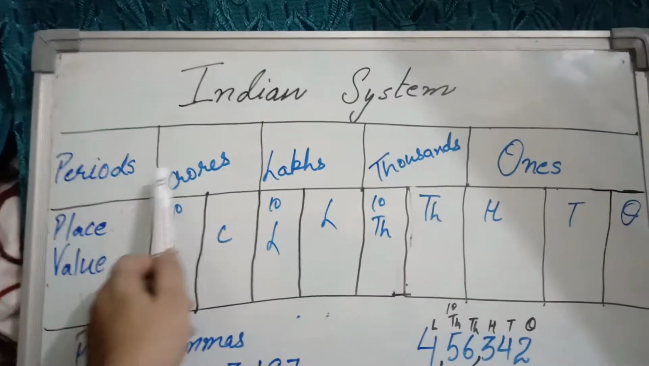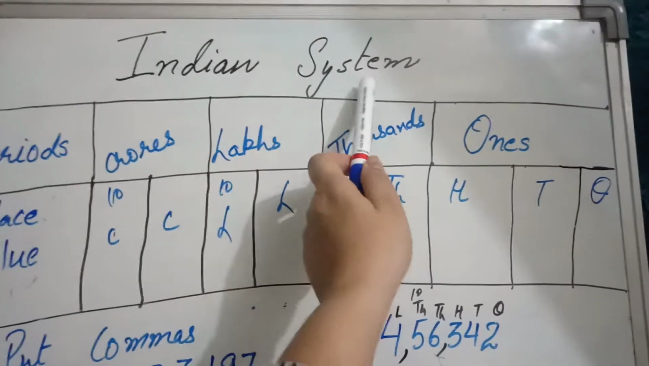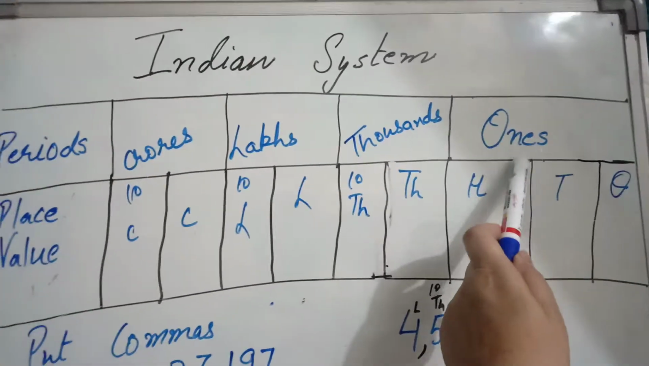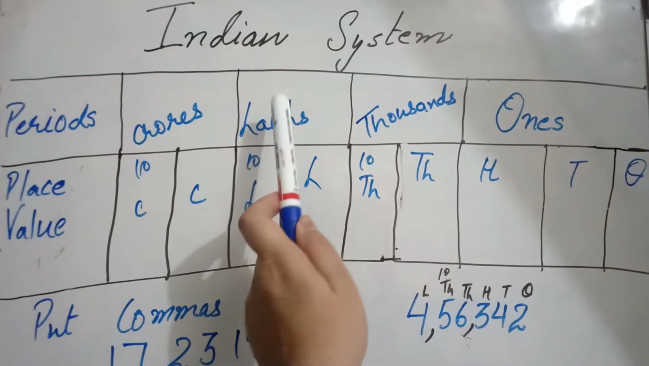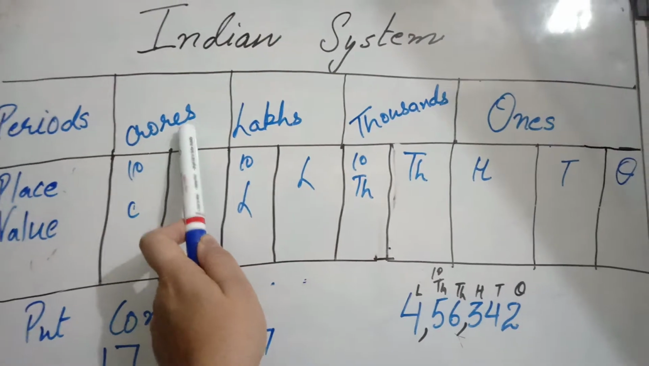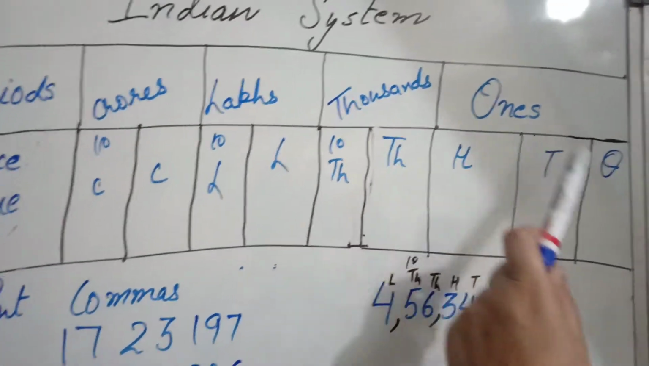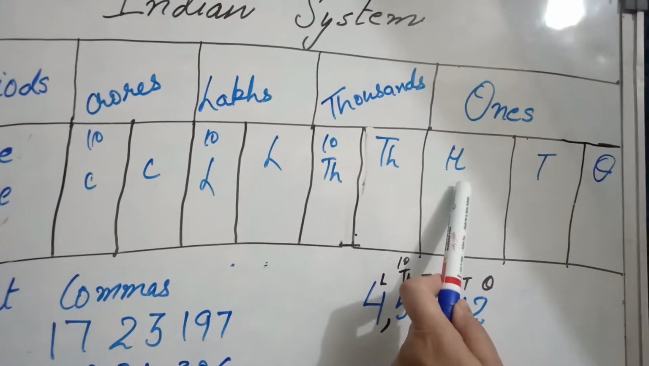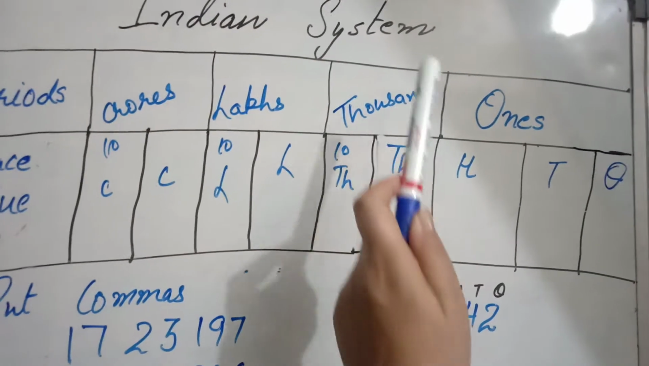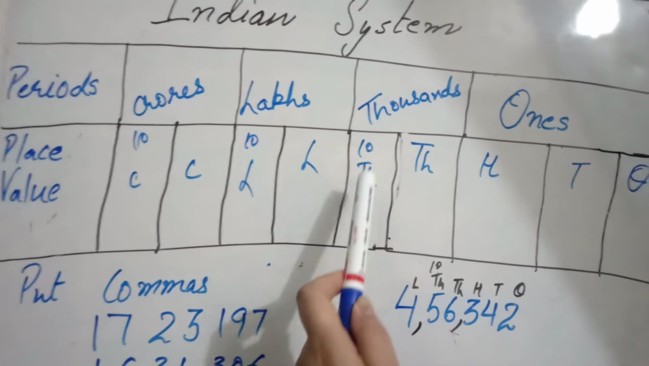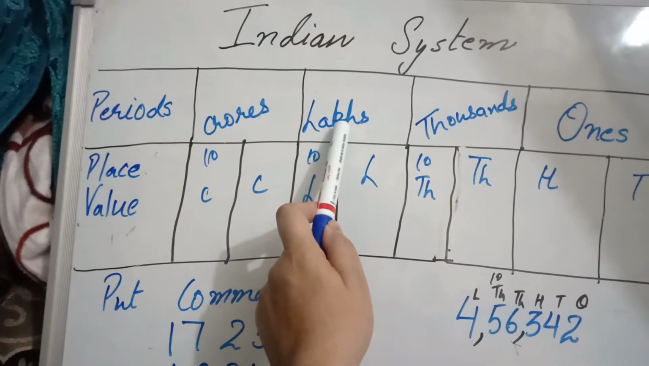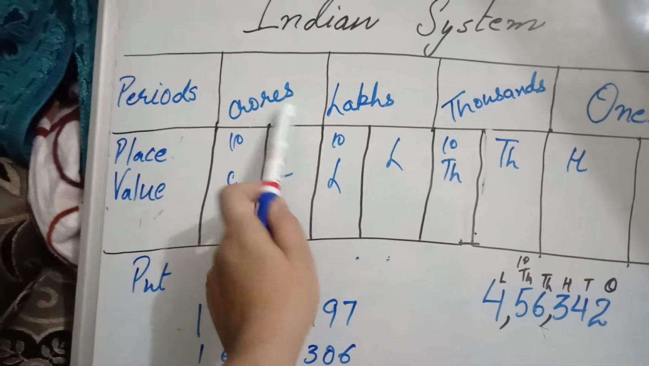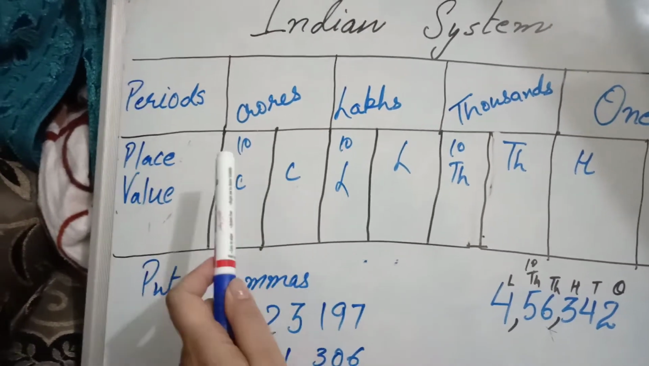If we look at place value chart which is made according to Indian system, first we have periods. Ones period, thousands period, lakhs period, crores period. Ones period has 3 digits: ones, tens, hundred. Thousands period has 2 digits: thousands, 10,000. Lakhs period has 2 digits: lakh, 10 lakh. Crore period has 2 digits: crore, 10 crore.